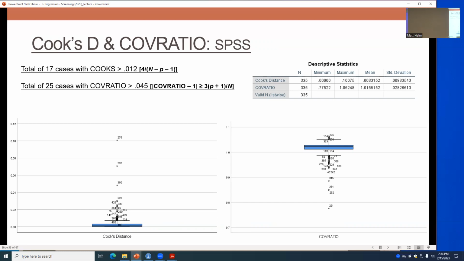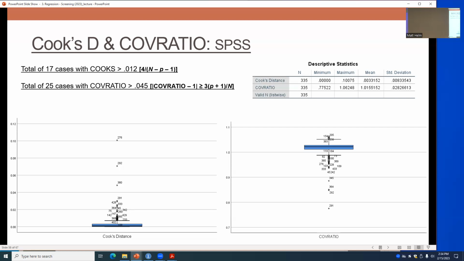So here we've got a total of 17 cases with Cook's greater than 0.021. So for this model, that would be our threshold. This is going to change every time, right? Because you're going to have a different number of people and a different number of predictors. So these are not standard cut points. These are model specific, right? 25 cases with your covariance ratio. This is a lot of stuff, right?